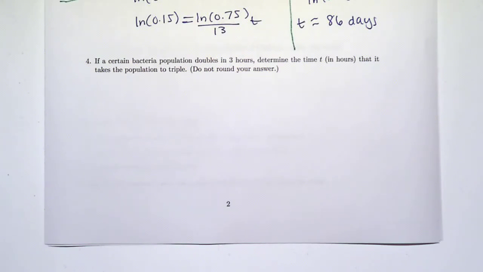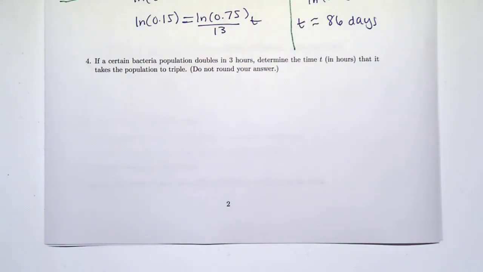Right, let's move on to number 4. It says if a certain bacteria population doubles in 3 hours, determine the time in hours that it takes the population to triple. All right, so this, even though it's very short, it takes a couple steps to answer this question. So let's think about what we're given, think about what we need to find.